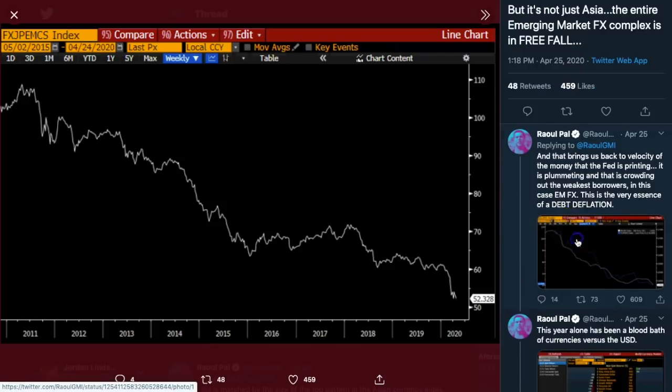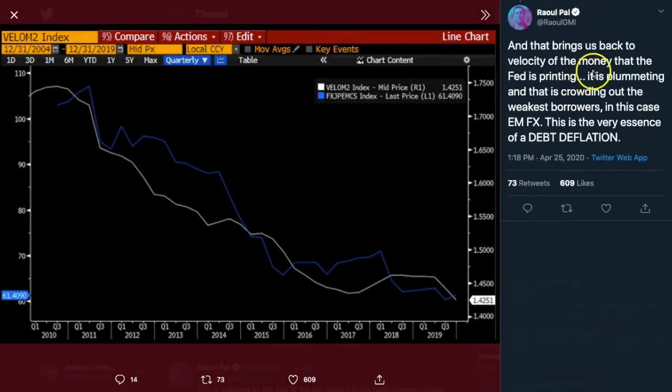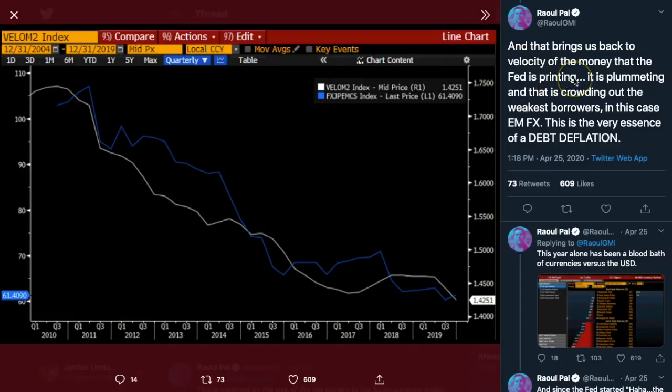So this brings us back to the velocity of the money that the Fed is printing. It is plummeting, and that is crowding out the weakest borrowers. It is the case of emerging markets FX.